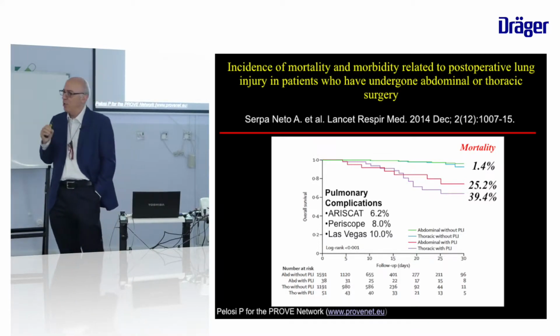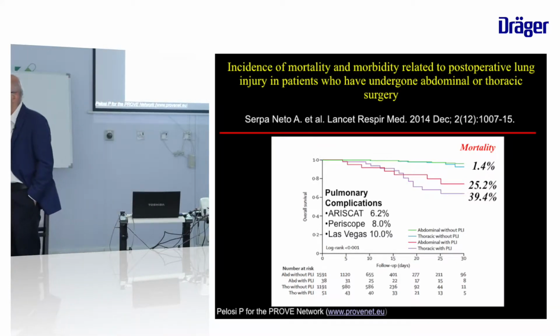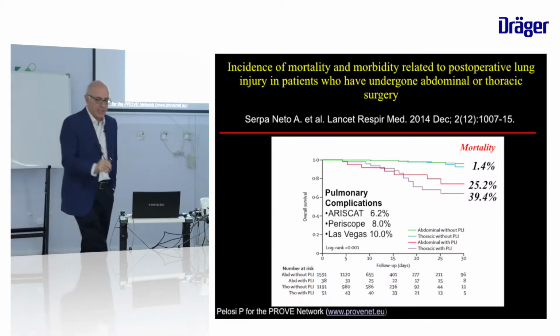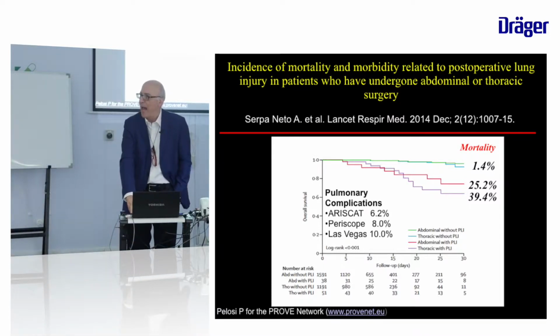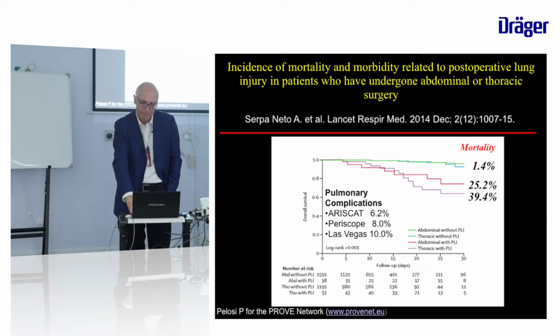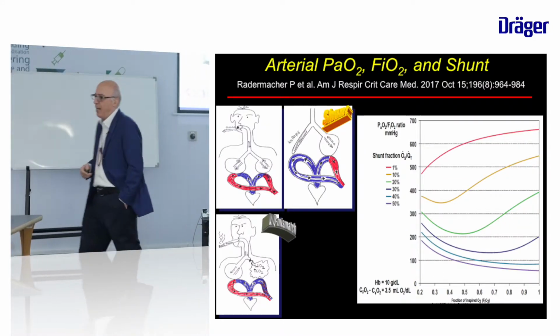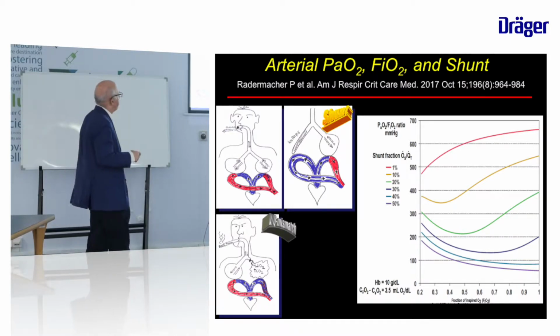Postoperative pulmonary complications are frequent, around 10%. And if you develop pulmonary complications after surgery, mortality is very high. So we have to understand if mechanical ventilation or other therapeutic managements may be helpful in this. How can we detect patients who are developing atelectasis?